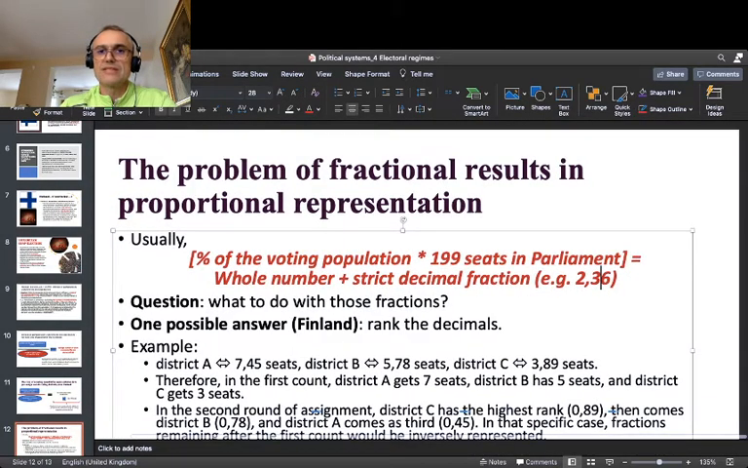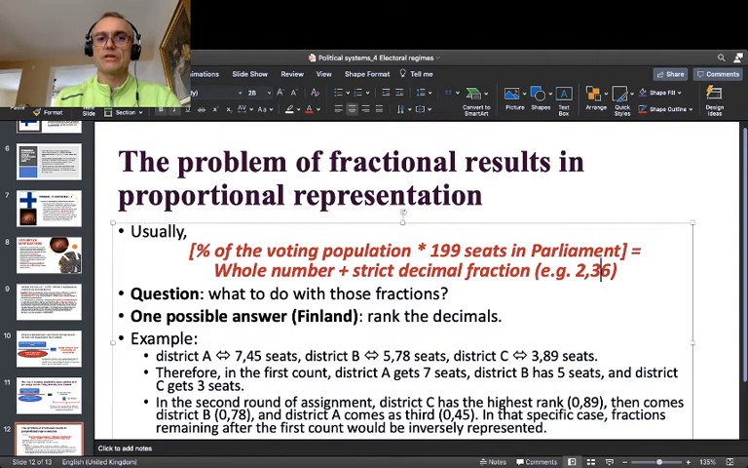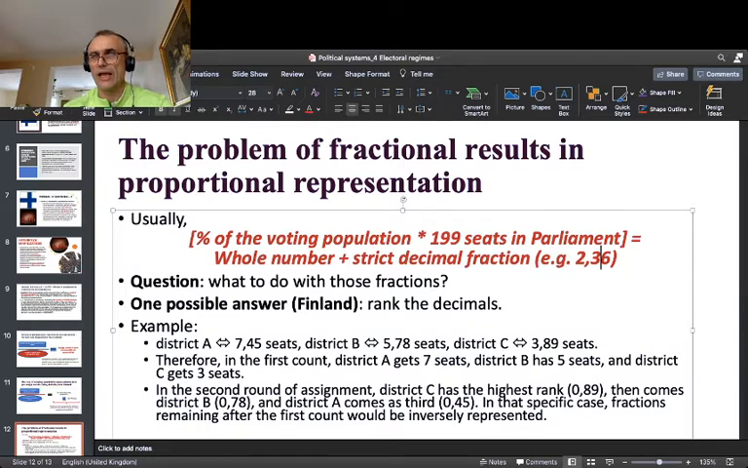Now, you cannot assign 36 hundredths of a mandate or 36 hundredths of a seat to anyone. You need a whole number of seats assigned to each district. So what to do with those fractions? In Finland, one possible answer, the one that we have in Finland, is to rank those decimals, the strict decimal fraction after the decimal point.